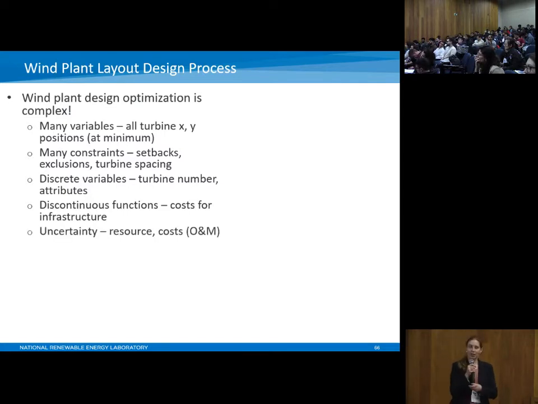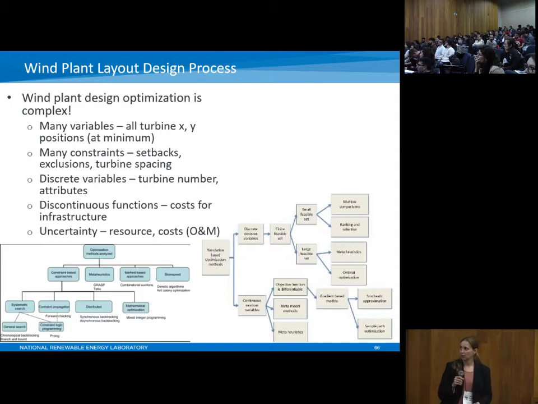Uncertainty. Very not fun for optimization. So your resource itself has uncertainty. Costs have uncertainty on O&M and other things. So all these things make optimization of wind plants really, really tough. And optimization is a huge field.